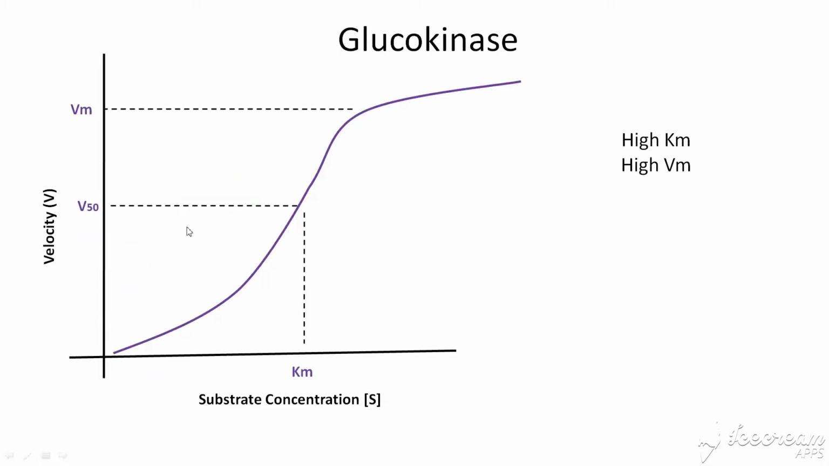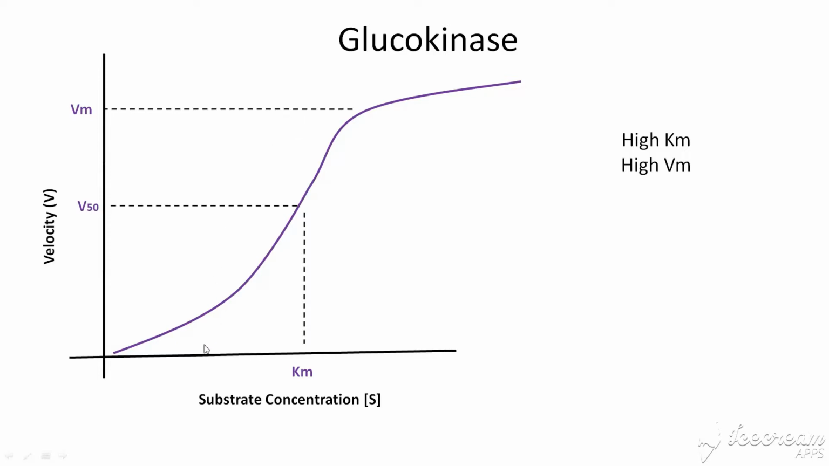Now, to correlate this with glucokinase, glucokinase is going to have a high Km and high Vmax. High Km meaning that we're going to need a high glucose concentration to reach 50% of the Vmax. And this indicates that there's going to be a large variation in glucokinase activity depending on the glucose concentration. Now, the maximum velocity that glucokinase can reach is very high, meaning that the maximum rate at which glucokinase can convert glucose to glucose 6-phosphate is very high.